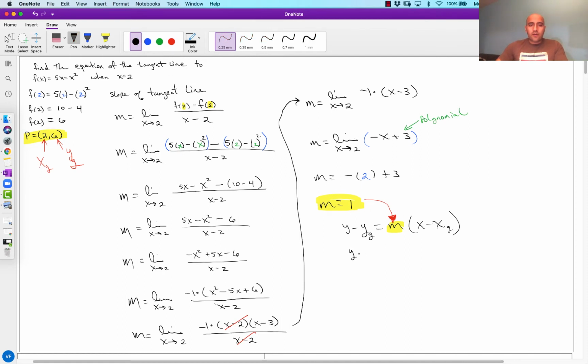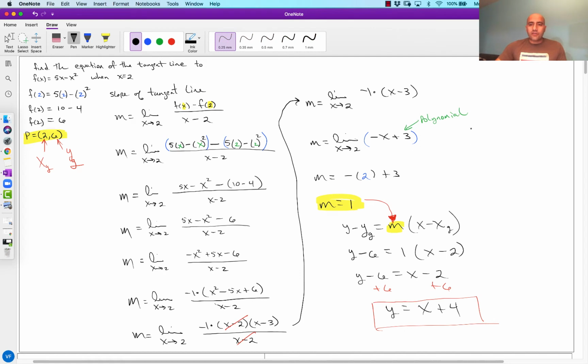This is going to be y minus 6 is equal to 1 times x minus 2. And then we distribute the 1, well, that's just going to be x minus 2. We get y minus 6 equals x minus 2. And then bring the 6 over by adding 6 to both sides, and so we get that y equals x plus 4. Okay? So this is the equation of the tangent line.